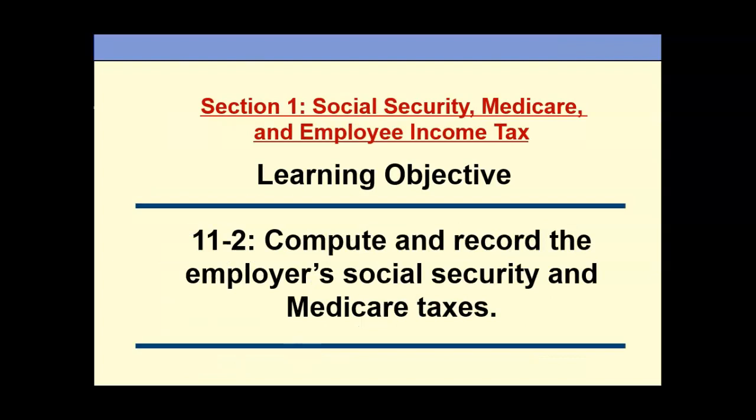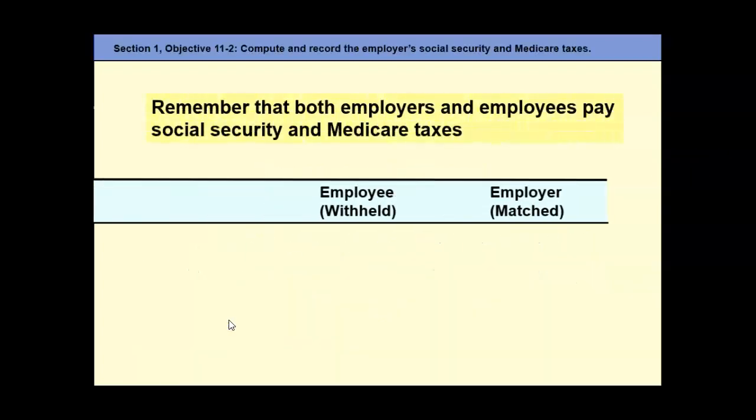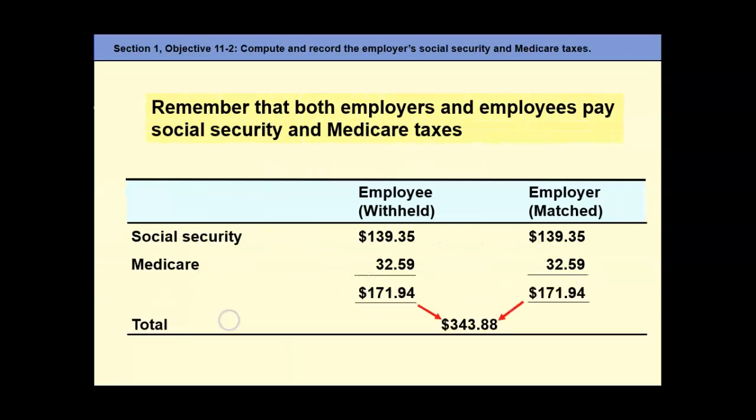We'll look at how to compute and record the employer's share of Social Security taxes and of Medicare taxes. So what you see in column 1 are the deductions withheld from the employee's earnings for Social Security taxes and for Medicare taxes. Recall back in Chapter 10, we would credit a liability account such as Social Security tax payable and Medicare tax payable for the amounts withheld from the employee's earnings.